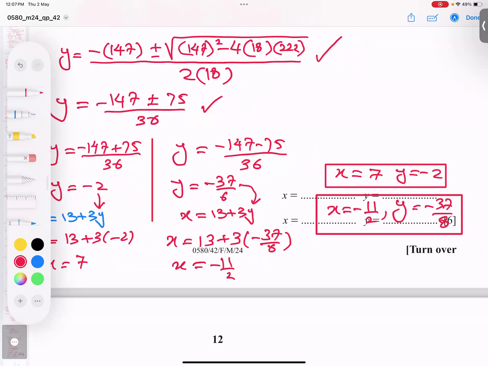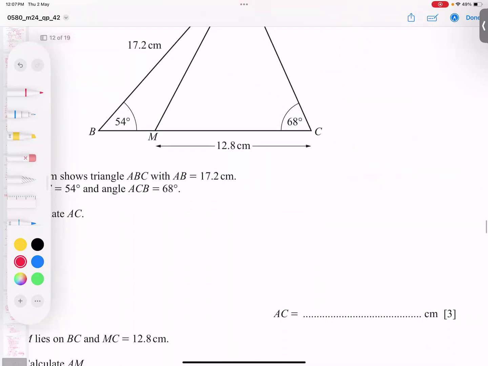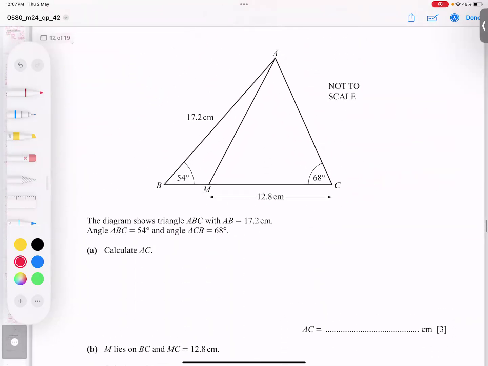And let's go for the next question. Next question we have here. He has given this triangle, question number 6, with this angle 54, this angle 68, and this length given. He said, okay, this is given, this is given, and this is given, and one extra length, 12.8, but he did not mention it anyway. AC is the target.